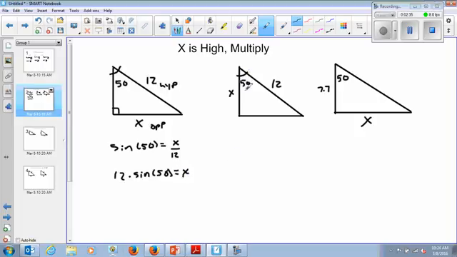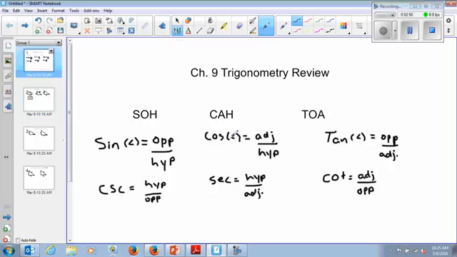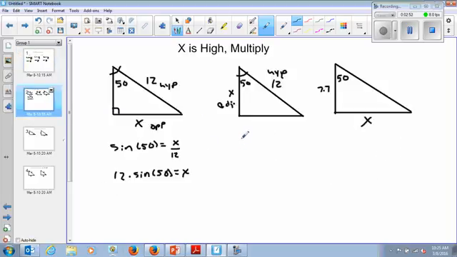This time, same reference angle, but the sides have changed. Here I have x, which is now the adjacent side, and 12, which is the hypotenuse. So for this question, if I wanted to solve for x, I would actually use cosine. If we look back, cosine is adjacent over hypotenuse. So this one would be cosine of my angle, 50, equals adjacent x over hypotenuse 12. So again, x is up high. We would multiply to solve this problem. I would do 12 times cosine 50 to get my answer for x.